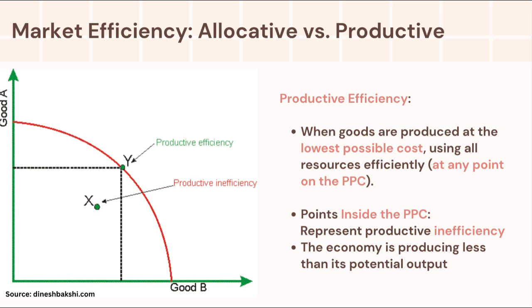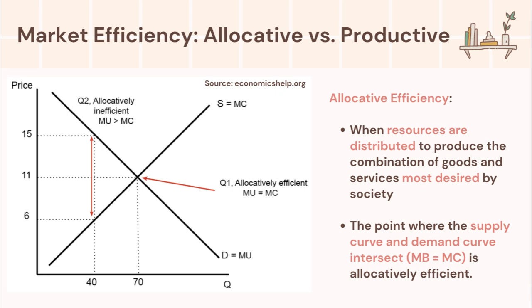Productive efficiency means producing goods at the lowest possible cost while using all available resources. In other words, nothing is being wasted. On a production possibilities curve, any point on the curve represents productive efficiency because the economy is using all of its resources fully. But if the economy is operating at a point inside the curve, that means resources are being underused. Maybe there's unemployment, or factories aren't operating at full capacity. The economy could be producing more, but it's not. That's productive inefficiency.